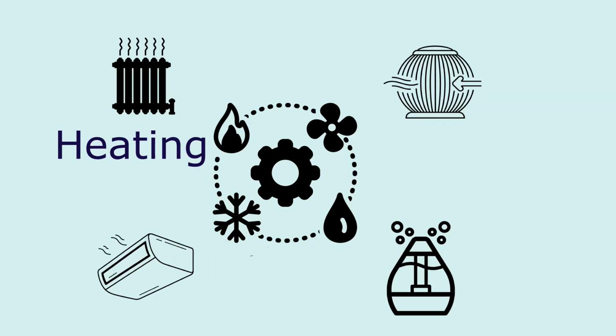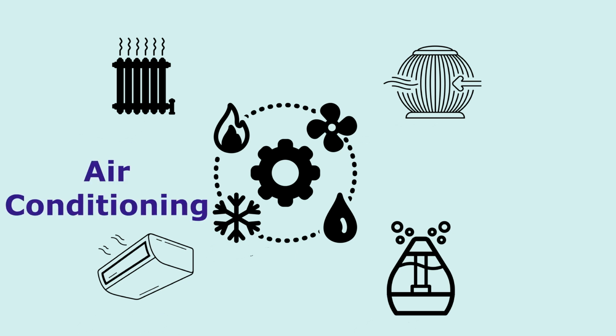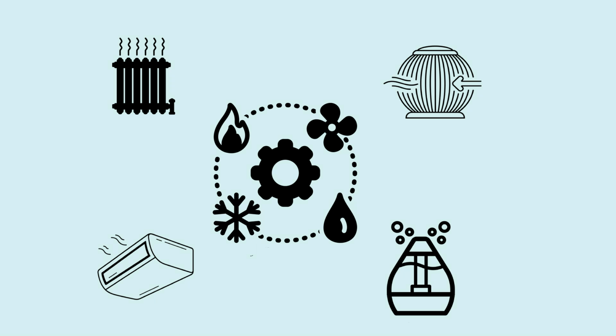So you either heat a space, ventilate a space, or cool a space. If you're in a cold country, you'll definitely be needing heating. Almost anywhere you need ventilation. Air conditioning is the process of lowering the temperature of a space. And how does that really work? It is all based on heat transfer.